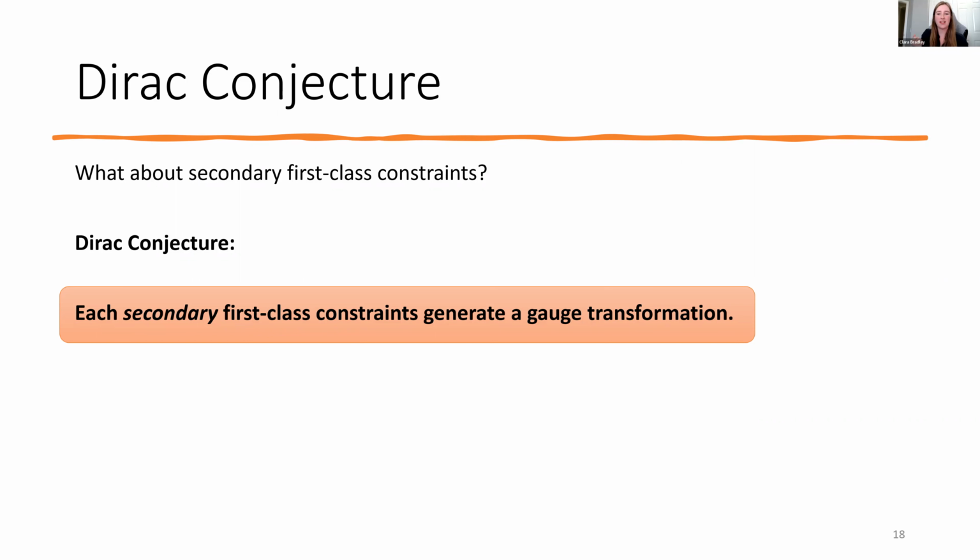Okay, so now we're in a situation where our dynamics is given by the total Hamiltonian, which includes the arbitrariness associated with the primary first-class constraints. But we also have some arbitrariness that's associated with the secondary first-class constraints. So it seems that we have a kind of asymmetry here. So what should we do about this?